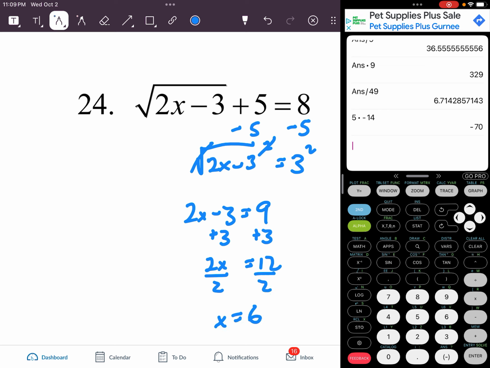So we can check it out. 2 times 6 is 12. 12 minus 3 is 9. The square root of 9 is 3. And 3 plus 5 is 8. So that checks out.